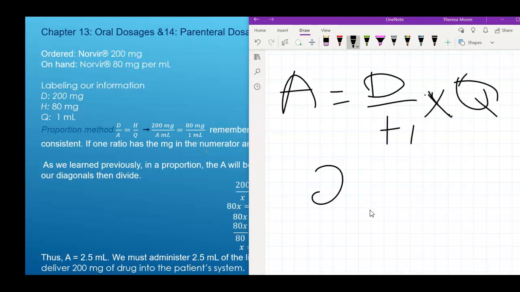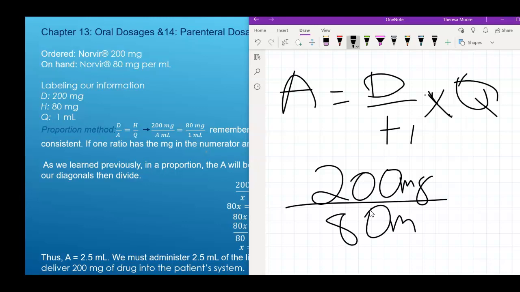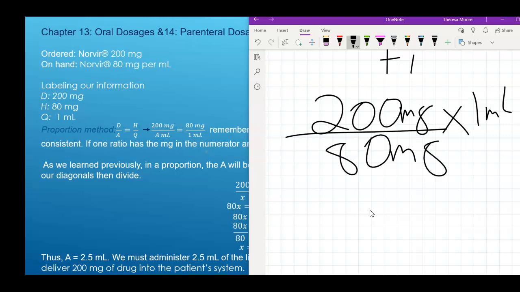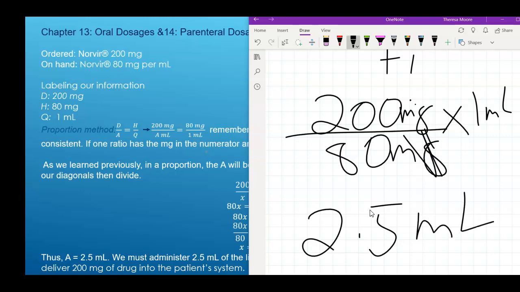D again is your 200 milligrams. H is your 80 milligrams. And Q is your 1 milliliter. So again, we're basically 200 divided by 80. It's going to give you your 2.5. And remember, these milligrams cancel and you end up with milliliters.